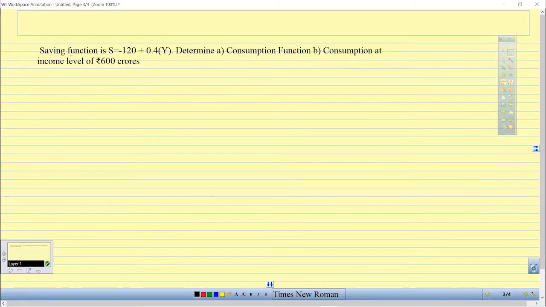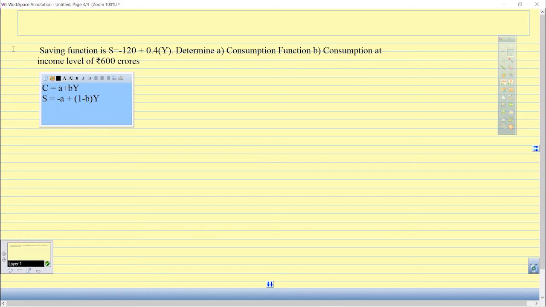Question number 5. Saving function is S is equal to minus 120 plus 0.4Y. Determine consumption function and consumption at income level of 600 crores. So two parts are there. First you have to find out the consumption function, and second the consumption at income level of rupees 600 crores. First of all, the consumption function will be in the form C is equal to A plus BY. So from the saving function, the saving function will be like minus A plus 1 minus B of Y.